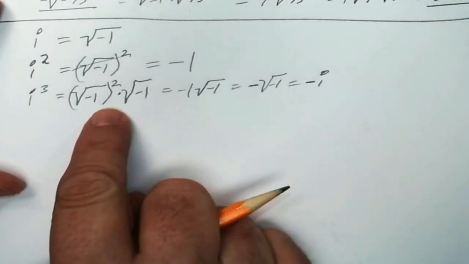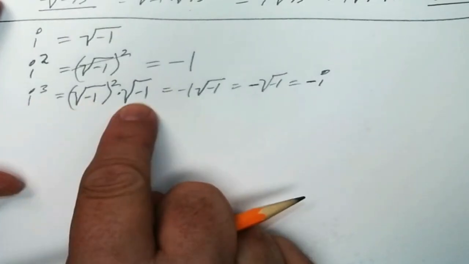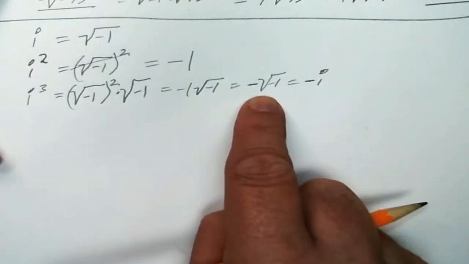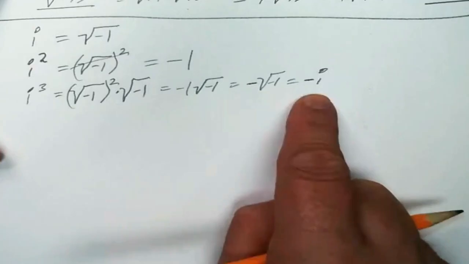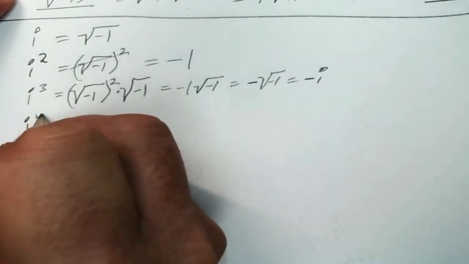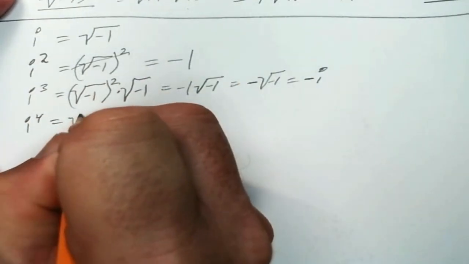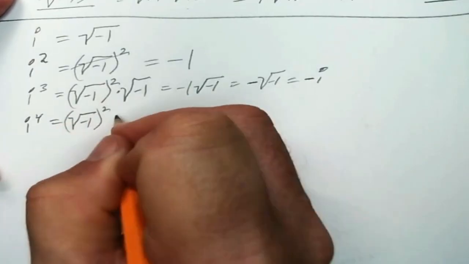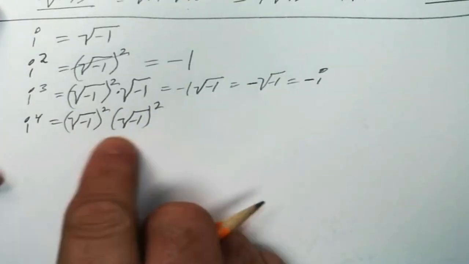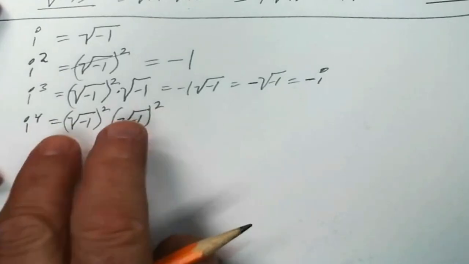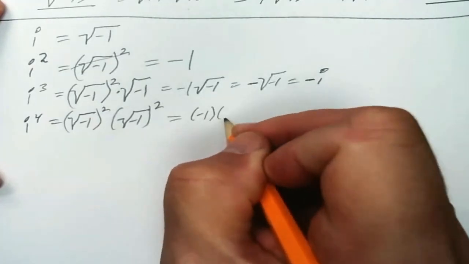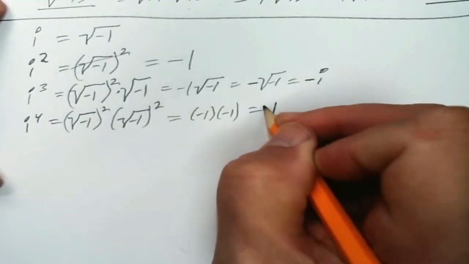If we just continue it out, the third power is the second power times the first power. We know the second power equals negative 1, so it's negative 1 times i, which is just negative i. That's what it equals, and we'll highlight that in a moment. i to the fourth power is the square root of negative 1 squared times the square root of negative 1 squared. We can break the fourth power out to the squared times the squared, which means it's negative 1 times negative 1, or a positive 1.